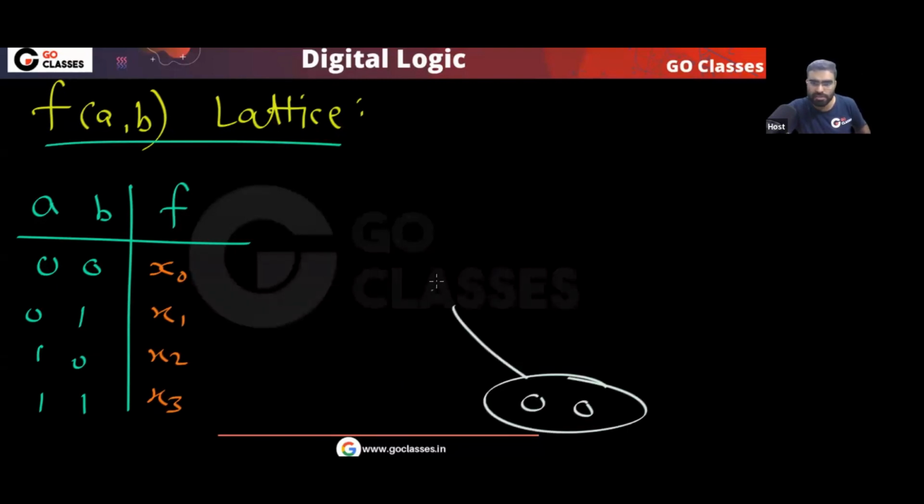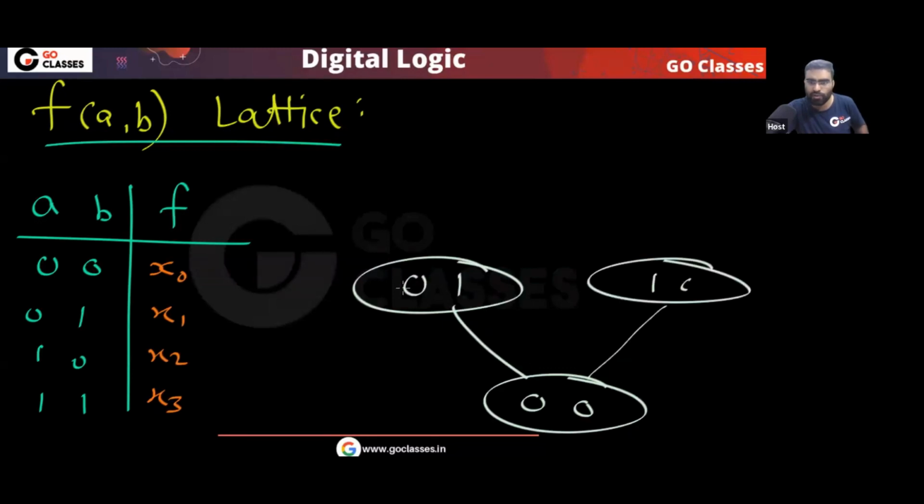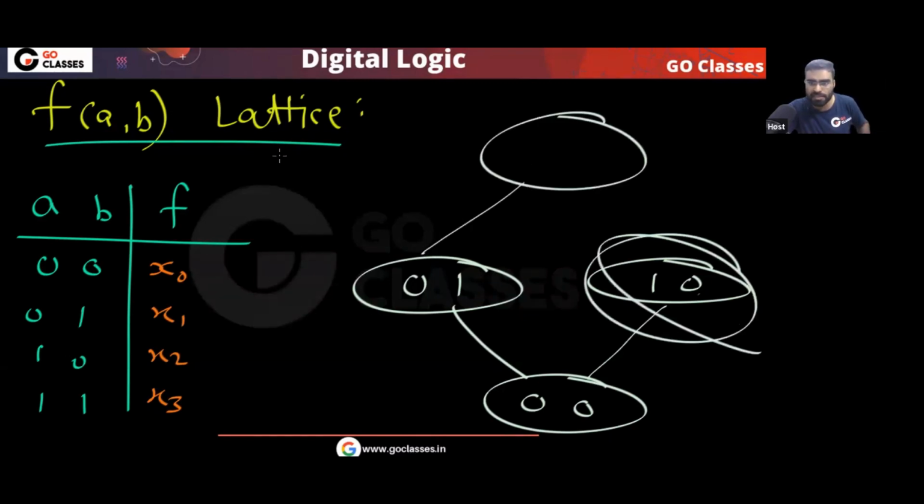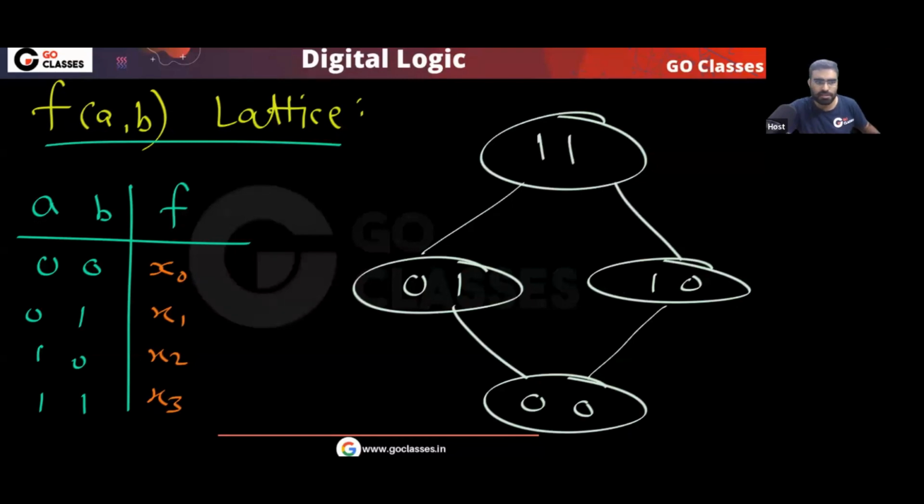Now you increase this by changing a single input from 0 to 1. Increase this by changing a single input from 0 to 1. Okay, so you will get this. This is the lattice you will get. Here function value x0, here x1, here x2, here x3.